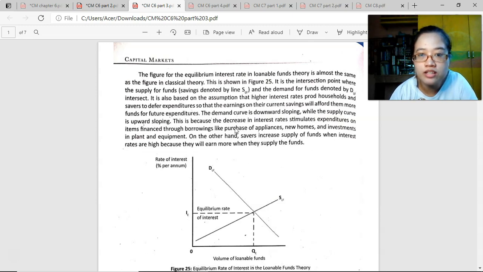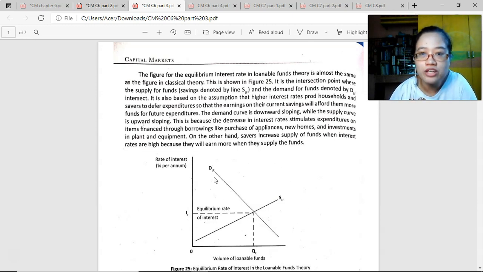This is because the decrease in interest rates stimulates expenditures on items financed through borrowings like purchase of appliances, new homes, and investments in plant and equipment. On the other hand, savers increase supply of funds when interest rates are high because they will earn more when they supply the funds. Okay?